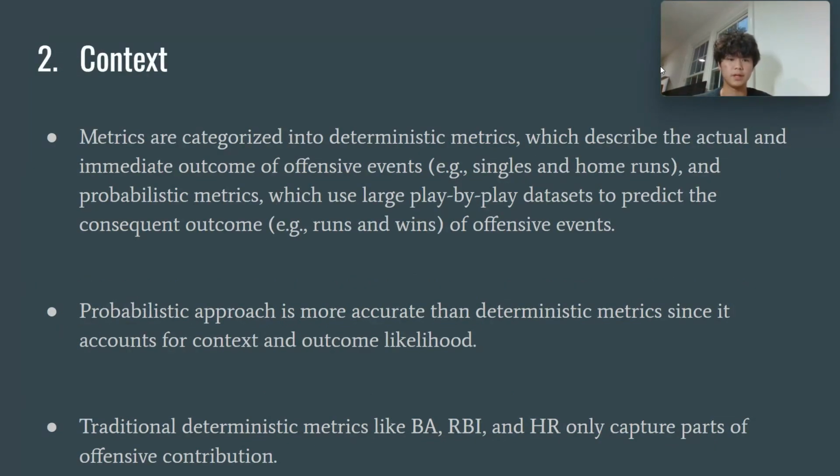Now here's the context of the research. Offensive statistics can be divided into two categories: deterministic and probabilistic. Deterministic metrics reflect immediate outcomes, such as home runs or singles. On the other hand, probabilistic metrics estimate long-term consequences, like the number of runs or wins a play may eventually lead to. Probabilistic methods are often more accurate because they incorporate context, such as the base-out situation and game state.